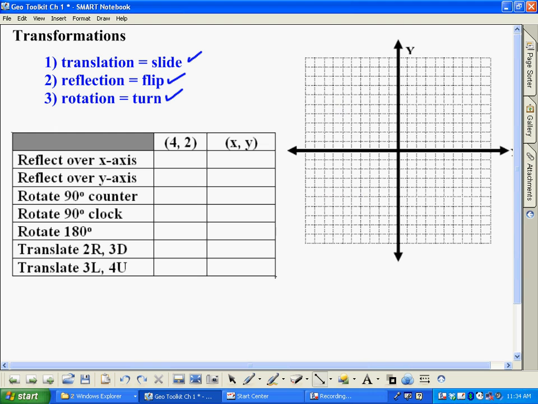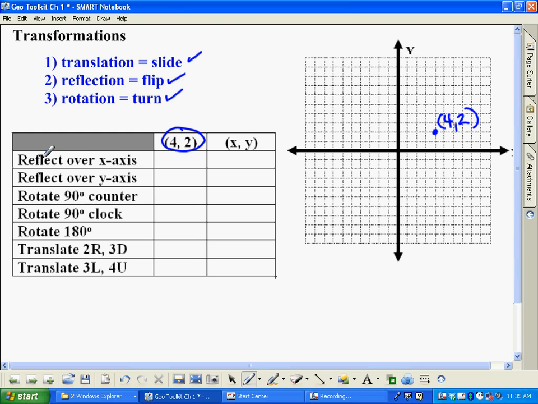So let's go ahead and do that here. We're going to use this point here, 4, 2. So 1, 2, 3, 4, 2. That's the original point here. We're going to take this and do a series of things to it, and we're going to see a pattern, and it'll actually hold true for all points.